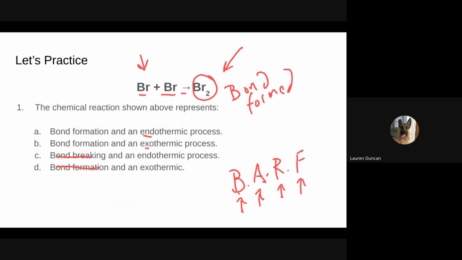Out of endo and exo, think exit. Any process that releases energy is exothermic overall. Endothermic means energy was entered or was absorbed overall.